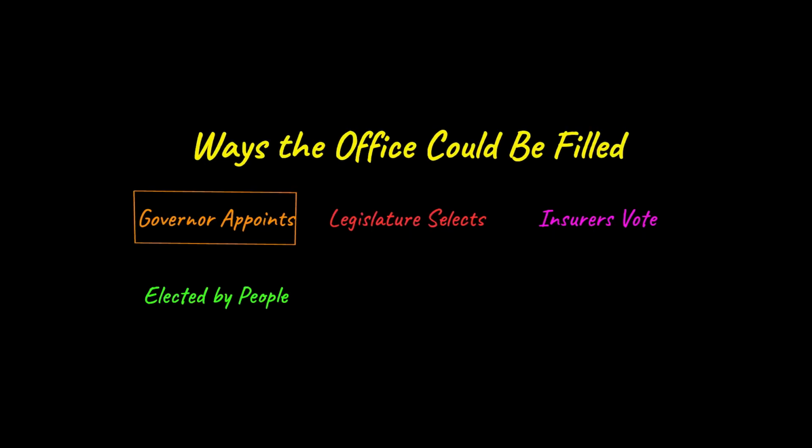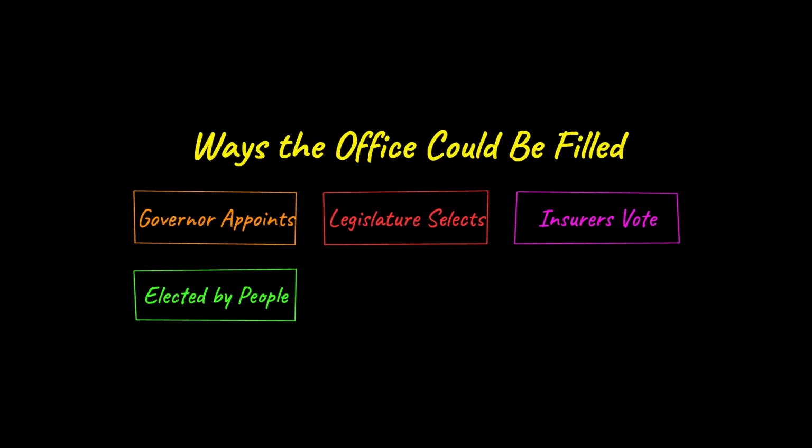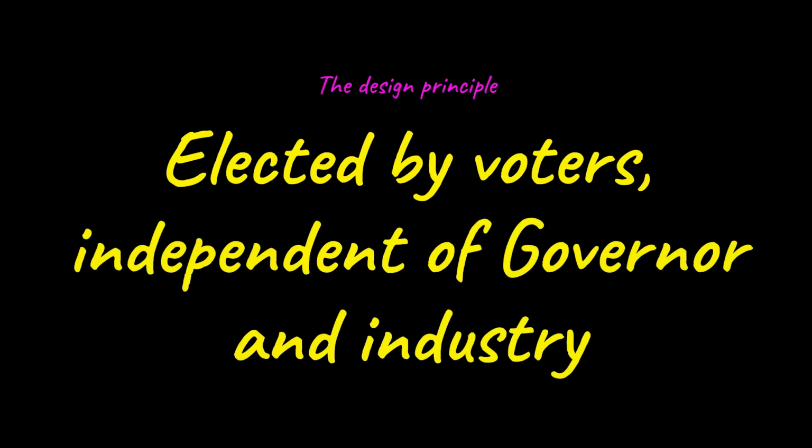The exam tests this by offering common alternatives: appointment by the governor, selection by the legislature, or insurers voting the commissioner into office, which would let the regulated industry pick its own regulator. Only election by the people describes California's actual system. Remember that California elects its insurance commissioner on the governor's ballot, limited to 2 4-year terms, a structure built to keep the regulator accountable to the public and independent of both the executive branch and the companies it regulates.